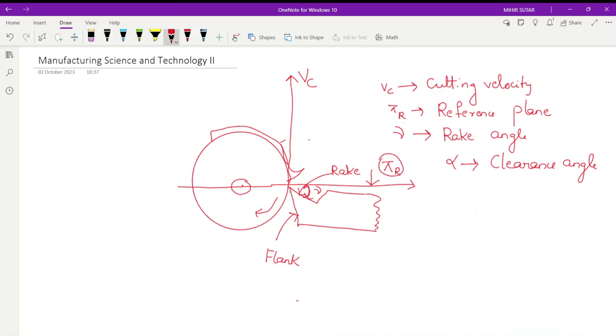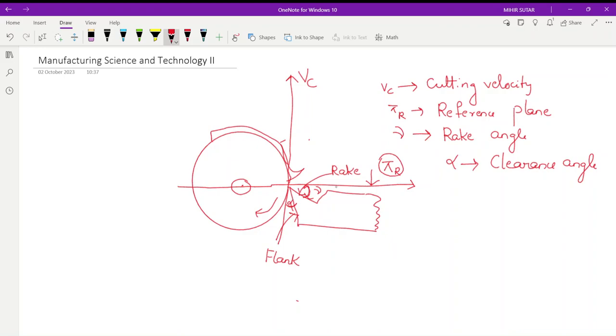See, if this angle is not provided, what will happen? There will be the rubbing action of this cutting tool with this machine surface. So would you get the proper surface finish and dimensional accuracy? No. So that's why we provide a clearance angle. Clearance angle, if you just draw straight along the y-axis, this is your alpha. That is your clearance angle.